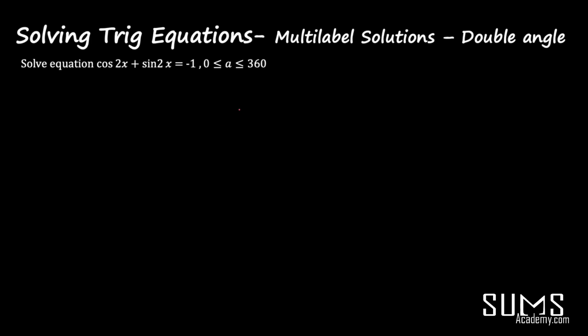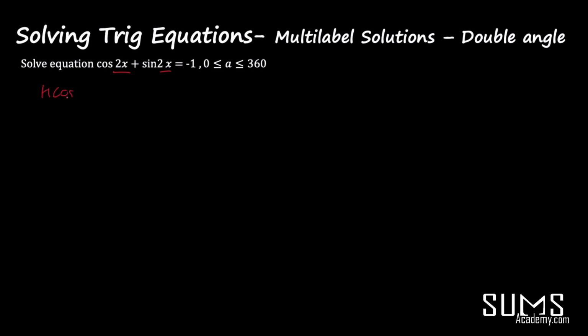On to the last lecture for this lesson, this topic even. Solving trig equations with multiple solutions and the double angle. Okay, so there's a lot going on here. So we're asked to solve the equation cos 2x plus sine 2x equal to -1 between 0 and 360. Okay, so notice here there's a 2x, right? So let's write that expression.